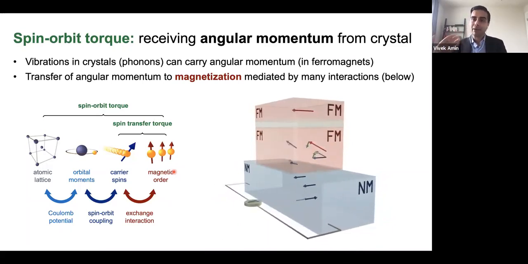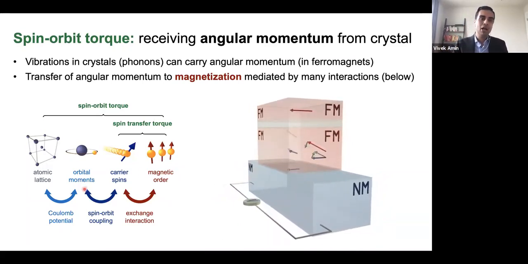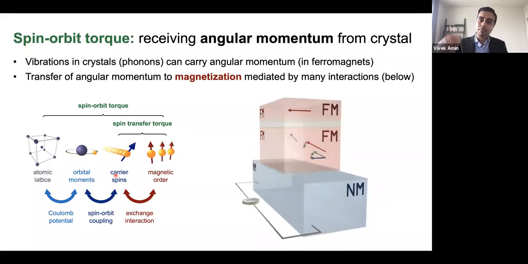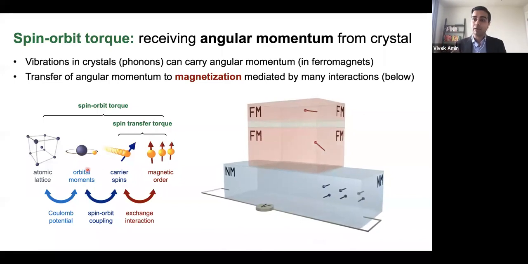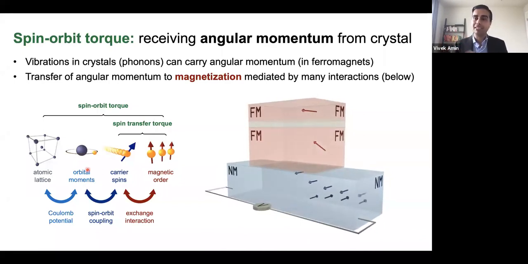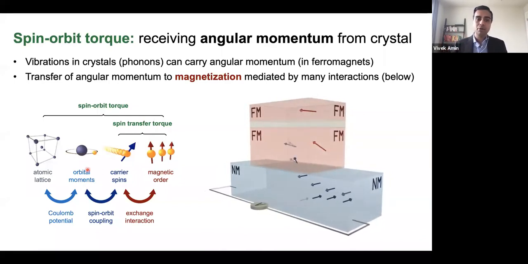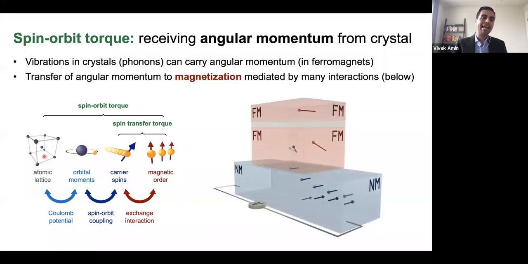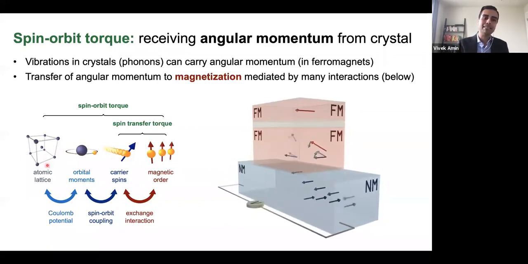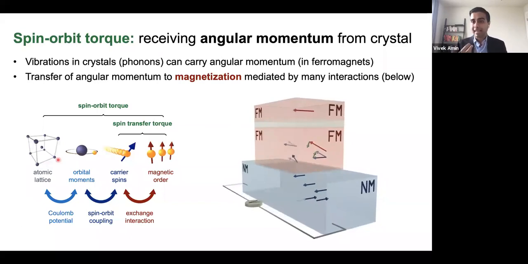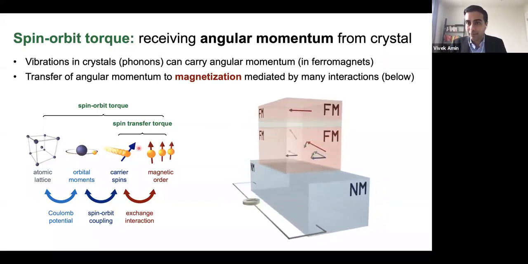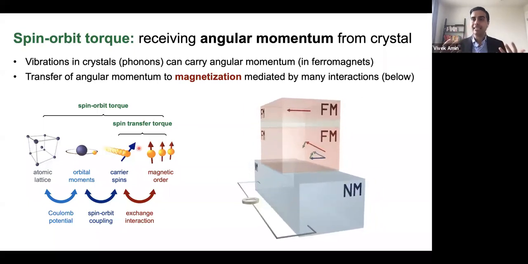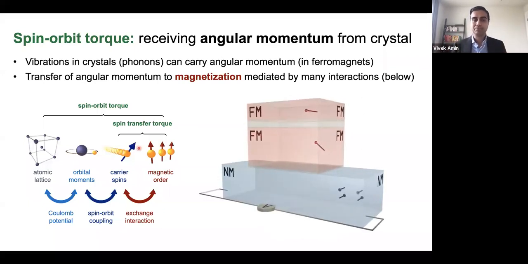However, if we now include spin orbit coupling into the mix, we know that carrier spins are coupled to their own orbital moments via spin orbit coupling, whereas those orbital moments are then coupled to the atomic lattice via the Coulomb potential. So through this extended coupling, we can actually take angular momentum from the atomic lattice, which is a virtually infinite reservoir of angular momentum, and transfer it to the magnetic order via spin orbit coupling. And this, in general, is what a spin orbit torque is.